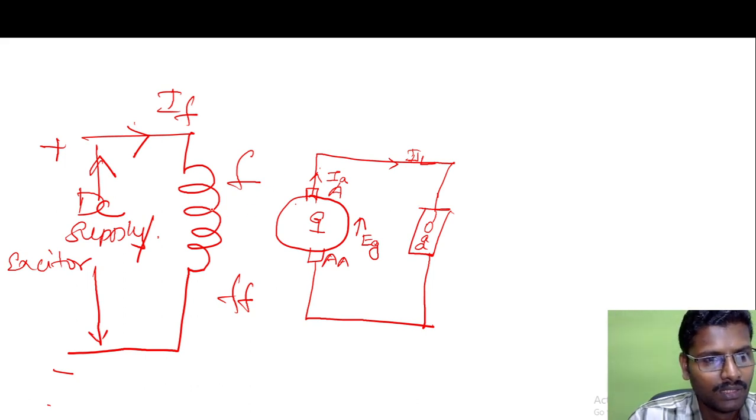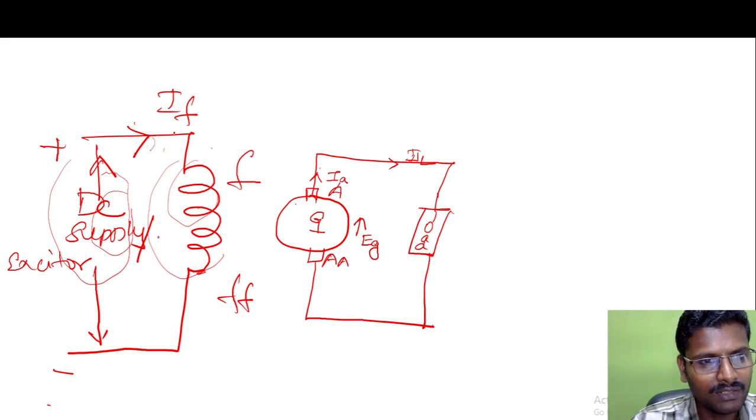Now look here. I have given a separate DC supply, and the DC supply is connected to the field winding. This field winding is excited by this separate DC supply. When the supply is turned on, the current IF will flow through this field winding.